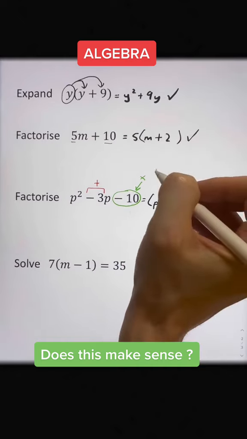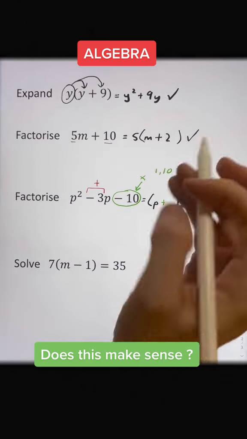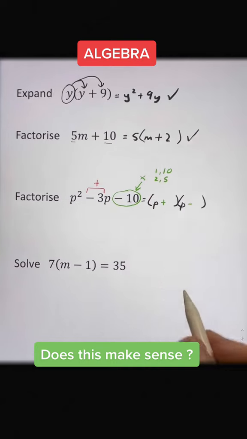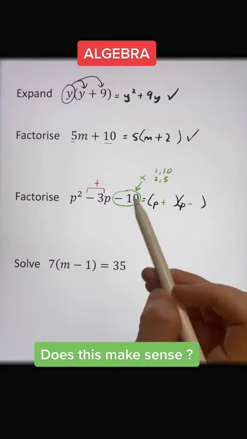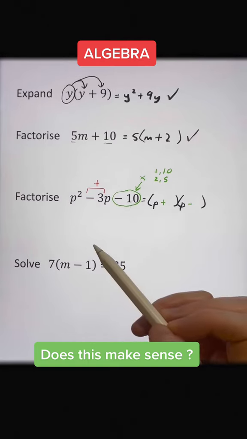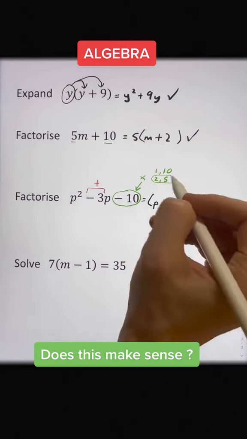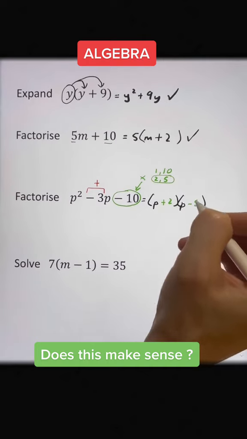Listing out the factors of 10, we know 1 and 10 will give us 10. We know 10 is even, so 2 times 5 will also give us 10. The only pair which multiply to give us negative 10 and add together to give us negative 3, in this case, is going to be plus 2 and negative 5.